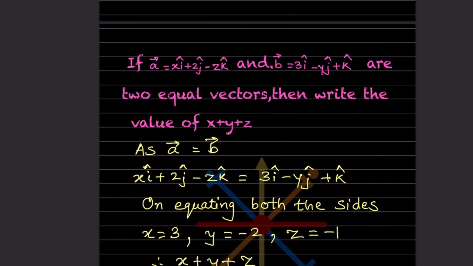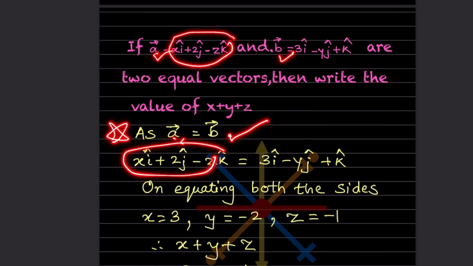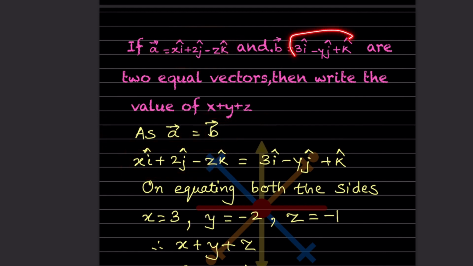So now the next one, if a is xi plus 2j minus 2k and b is 3i minus yj plus zk are two equal vectors. See, they are equal vectors. Then write the value of x plus y plus z. So since they have said equal vectors, that means vector a is going to be equal to vector b. This step is very important. So now in place of this a, you are going to write this whole thing. So this is written over here. And in place of b, you are going to write this one.